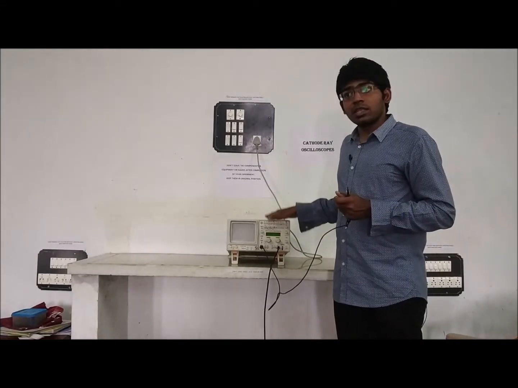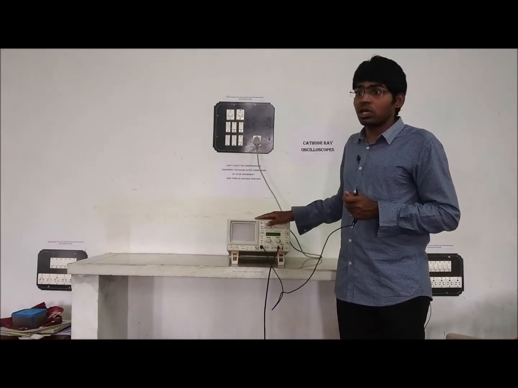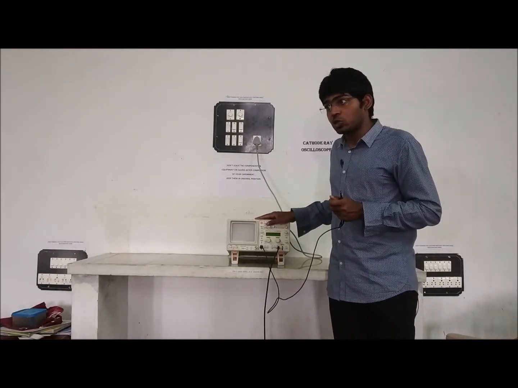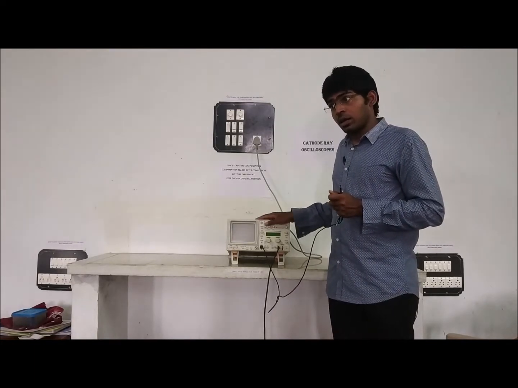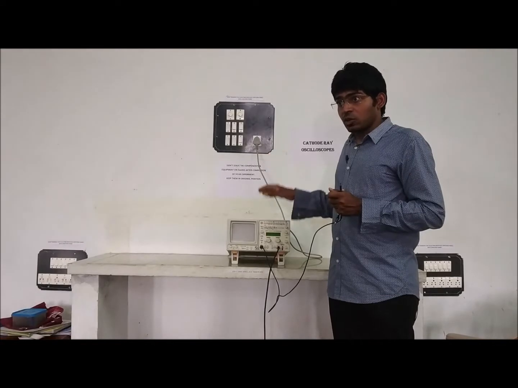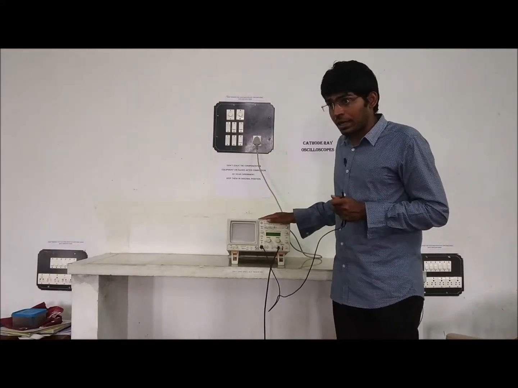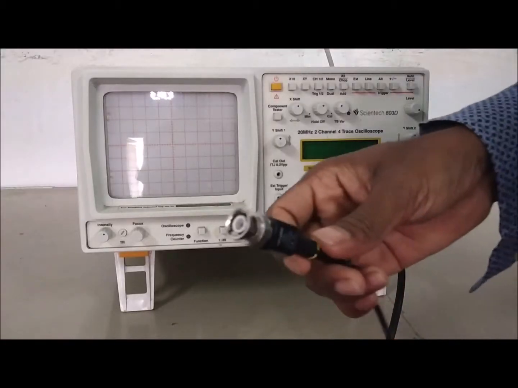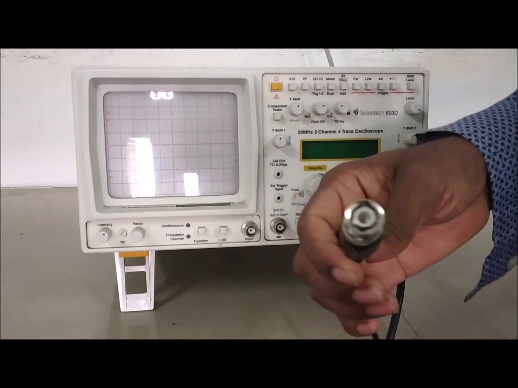Now we will learn some important knobs which we use daily. Even though there are many knobs on the CRO panel, some knobs we will use frequently every day. If we learn those knobs, then we can connect any electric signal to the CRO, observe that electric signal, and find the amplitude and time period. As we already discussed, the CRO probe is necessary. It is a must to connect any electric signal.